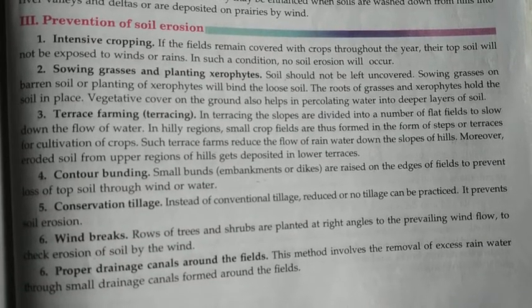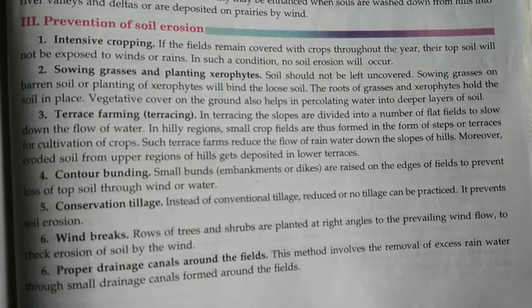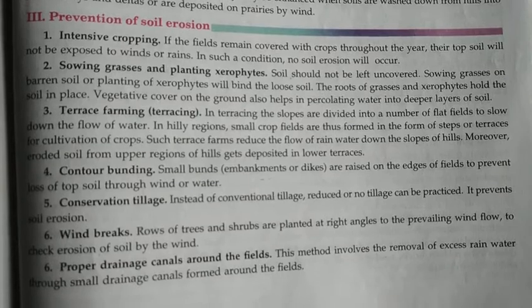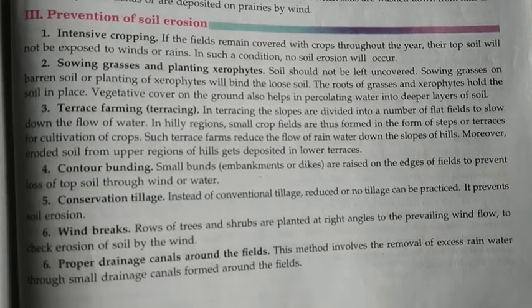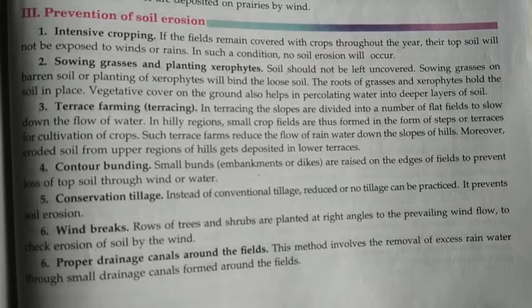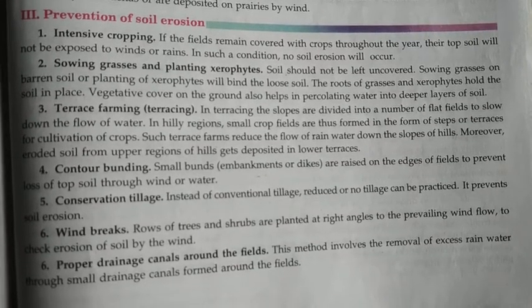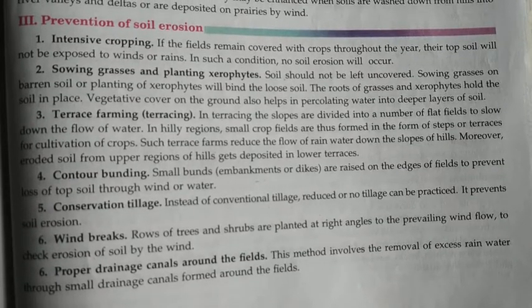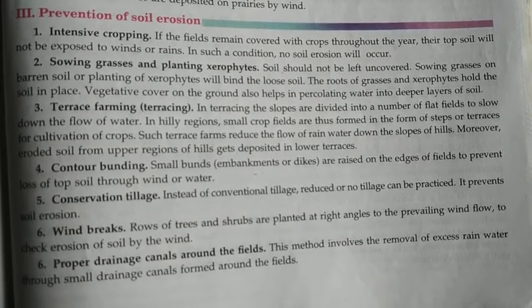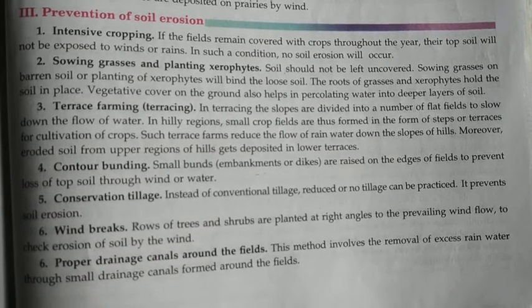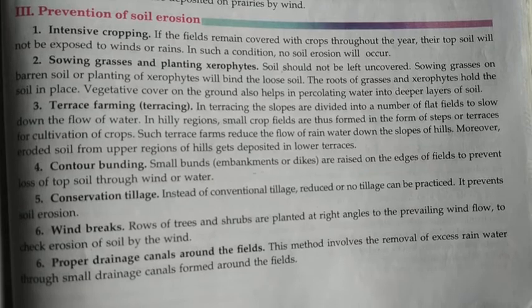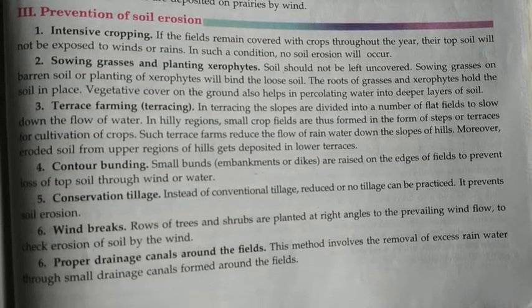So let's see the points that explain the prevention of soil erosion. The first one is intensive cropping. As we already know, if the fields remain covered with crops, their topsoil will not be exposed to winds and rains. In such conditions, no soil erosion will take place. So we have to go for the cultivation of crops in an intensive, scientific manner, so that the top layer of the soil is not allowed to flow away by irrigation or any other means.